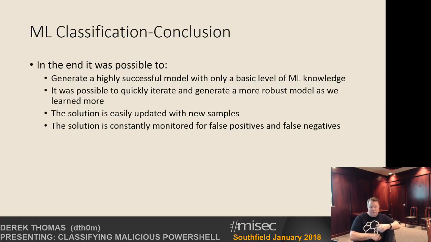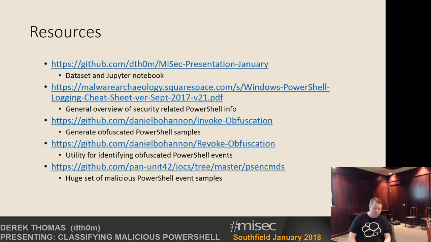So in the end, we generated a highly successful model. I quickly iterated through different tuning parameters. We easily update with new samples, and we're constantly monitoring for false positives and false negatives. Any false positives, so if we predict something malicious and it's actually benign, goes right to us. Any false negatives, so something from VirusTotal that is predicted as benign, goes straight to us too for evaluation, just to determine why we think that this wasn't malicious. So here are some resources.